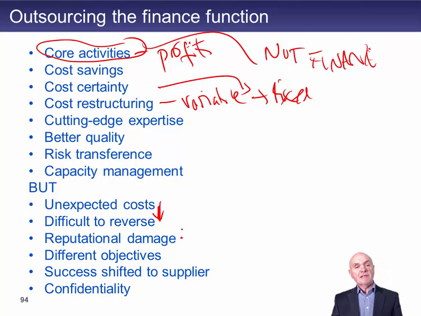Reputational damage. What happens if they start sending out invoices which are wrong? Or they mess up payments being received, or they begin to hassle your customers for faster payment and so on. It can harm you. Different objectives. The outsourcer is going to make most money by doing the same thing every month. However, you might want improved reports, improved analyses of sales. That's going to cost them something to produce that.